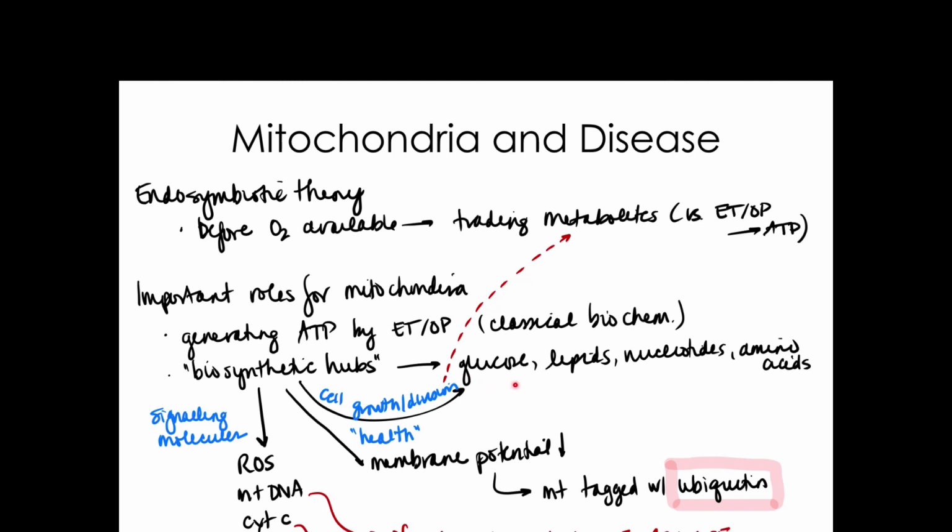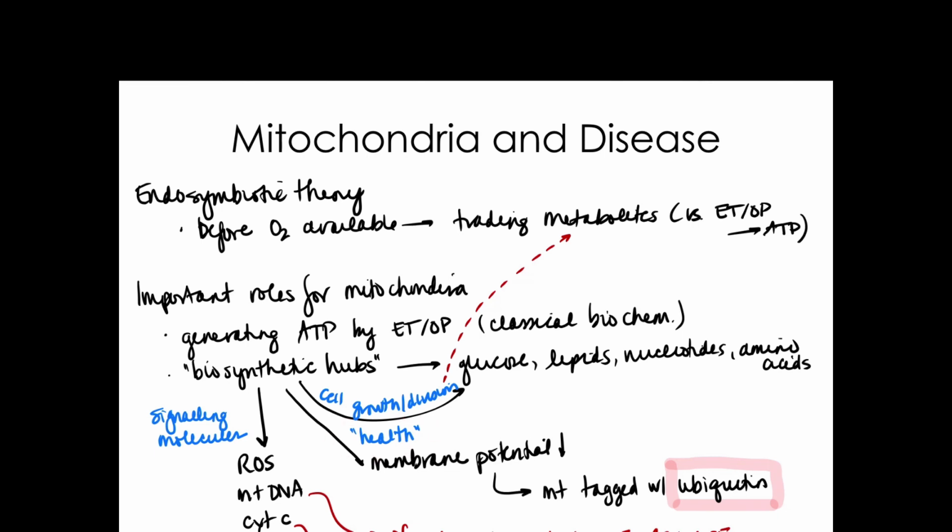The chemistry that can happen with a lot of the biochemical processes in mitochondria can allow us to synthesize glucose, lipids, nucleotides, and amino acids, basically all of the building blocks that we need to make new cells. So if you want to undergo cell growth and cell division, you need to make these. So maybe these were the important metabolites to take advantage of in a symbiotic relationship.